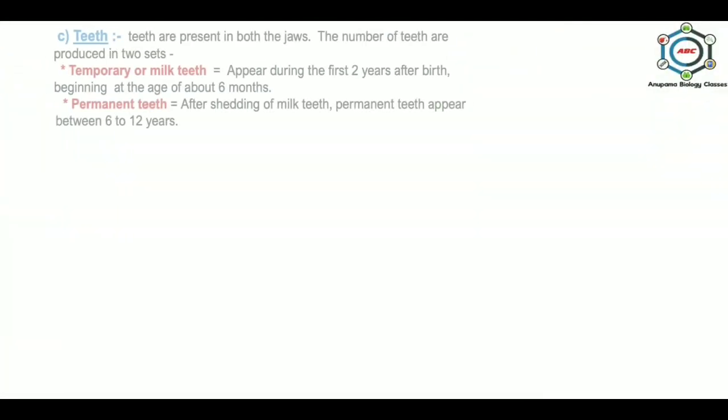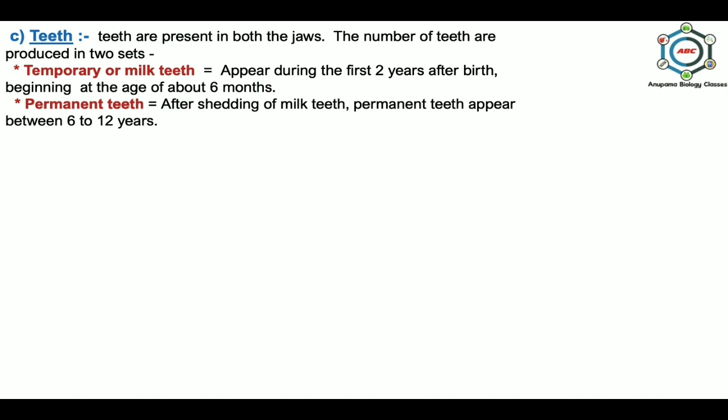Now teeth. Teeth are present in both the jaws. The number of teeth are produced in two sets: temporary or milk teeth, which appear during the first 2 years after birth, beginning at the age of 6 months, and the permanent teeth, which appear after shedding of the milk teeth between the ages of 6 to 12.